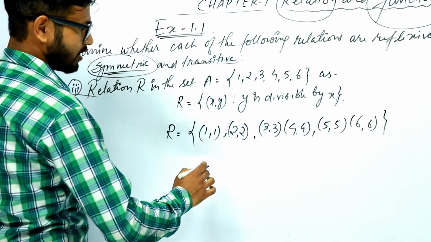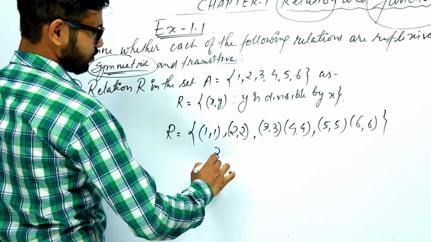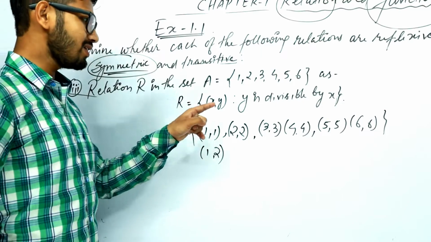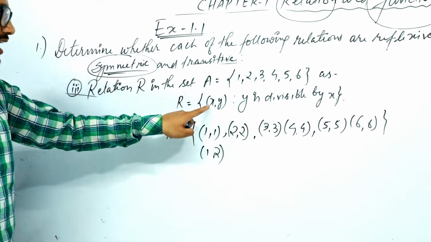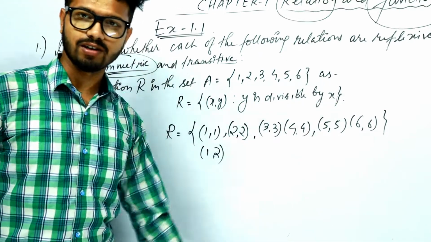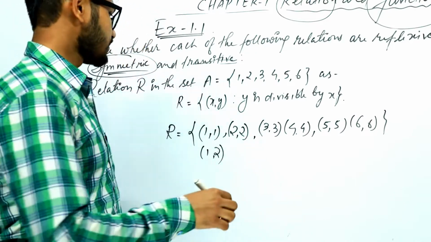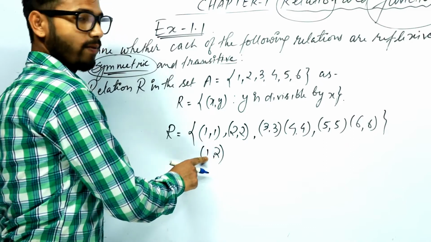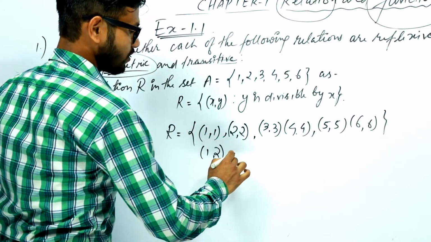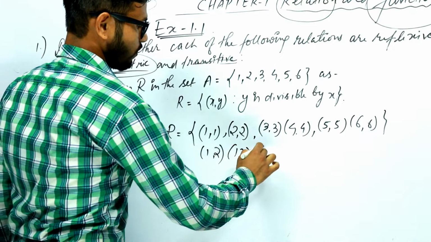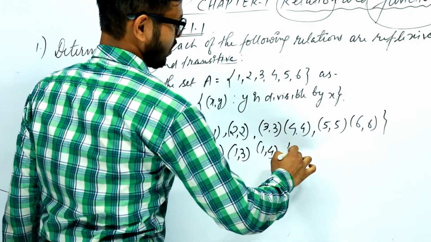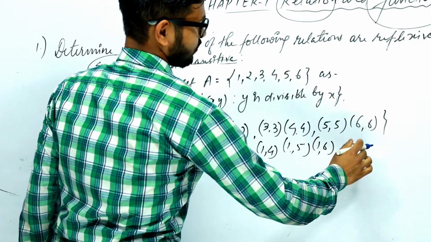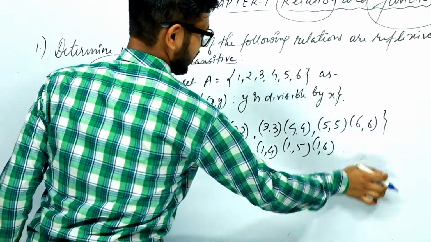And any more? Yes, if I take (1, 2), is it in this relation? Obviously, just see the definition: (x, y) where y is divisible by x. If y is 2, y is divisible by x means you can divide 2 by 1. Similarly we can proceed with (1, 3), (1, 4), (1, 5), (1, 6). (1, 6) is the extreme limit. Any further?